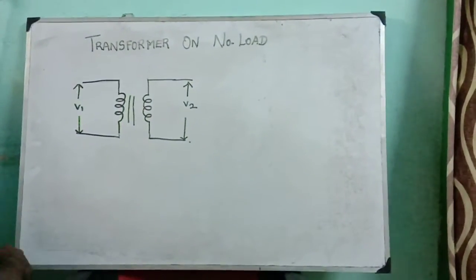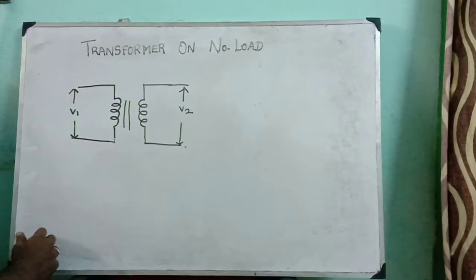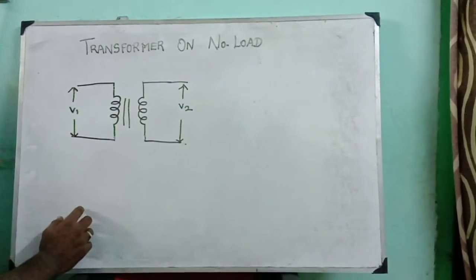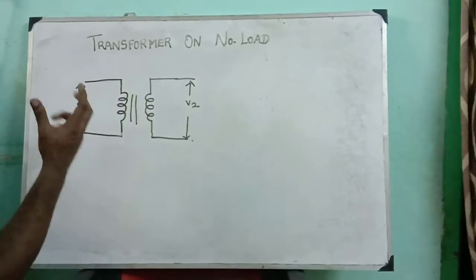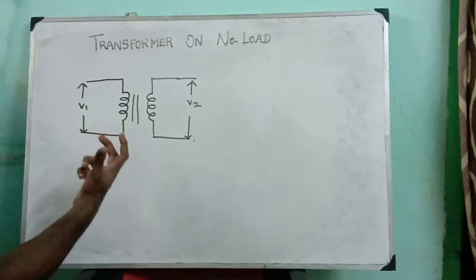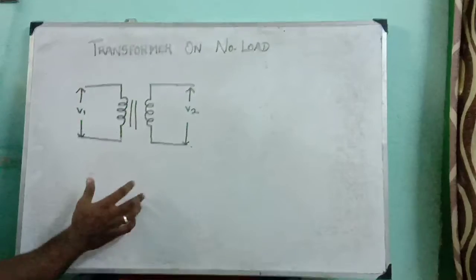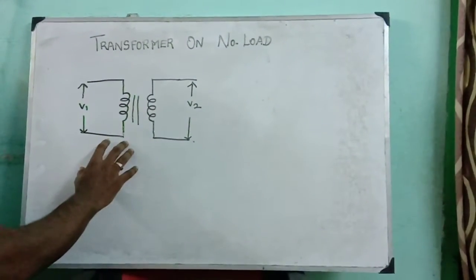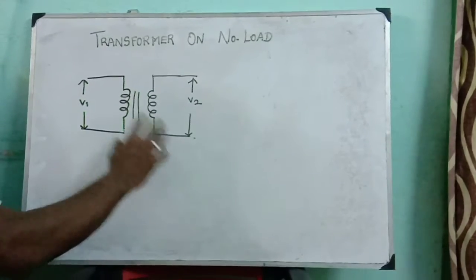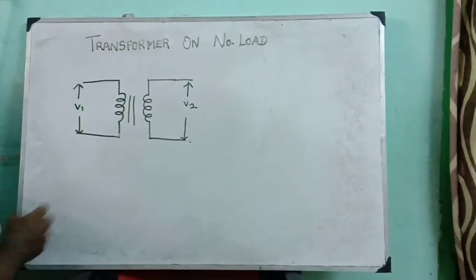Today we are going to discuss the transformer on no load topic. In the previous lectures I have taught you what a transformer is and what the various parts of a transformer are. I have given you a practical live example of a transformer in my previous lecture. Today I am going to teach you how the transformer works. Based on the working principle, I am going to draw a phasor diagram or vector diagram.